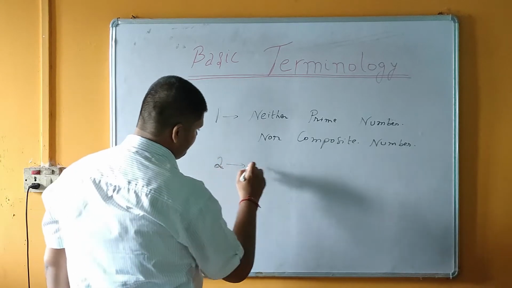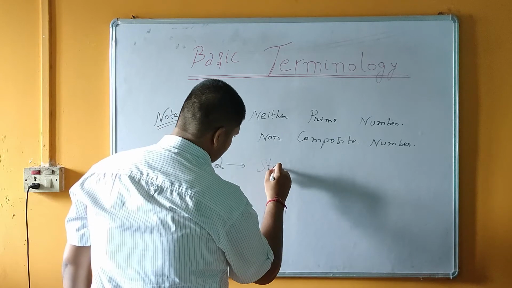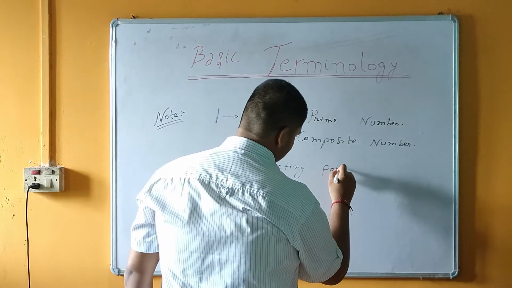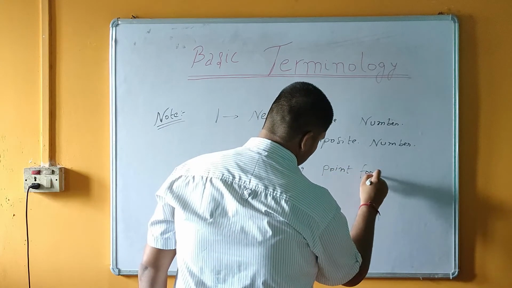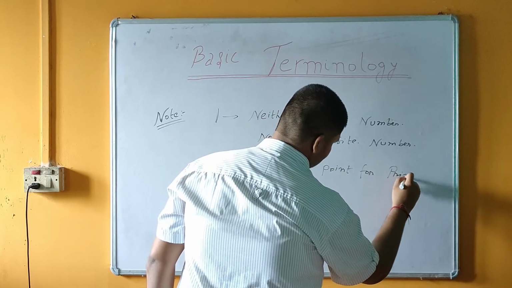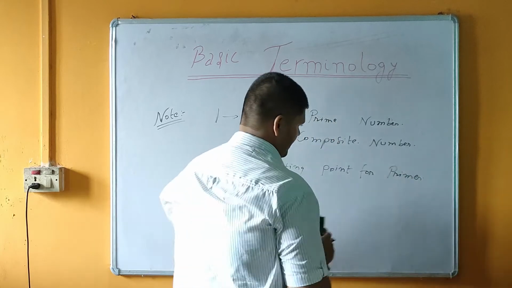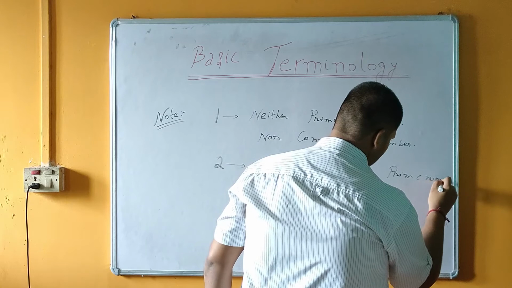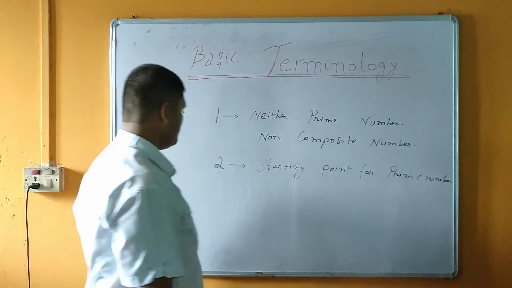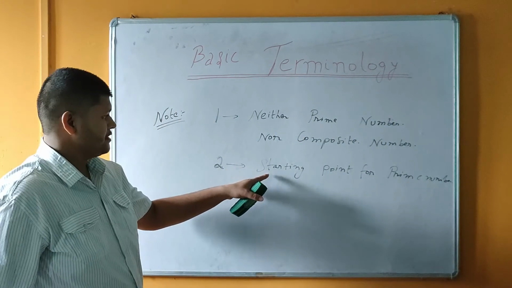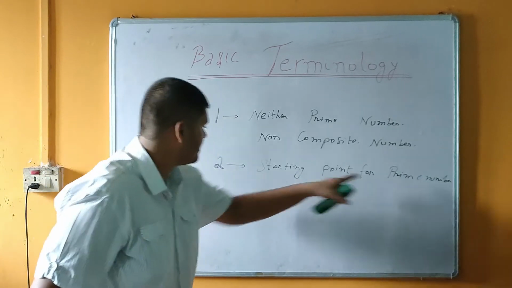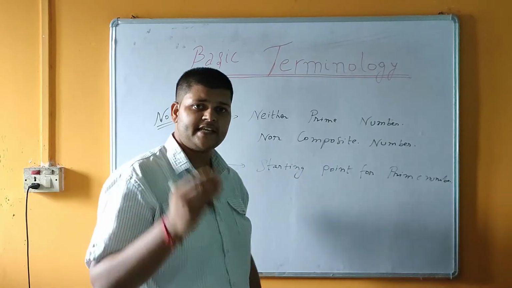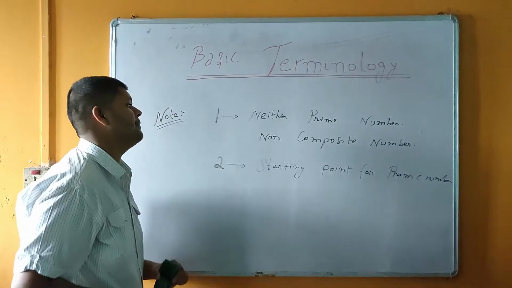This is the starting point for prime numbers. So the starting point for prime numbers is 2. After 2 you will get 3, 5, 7. In this way you will get the prime numbers. Okay?